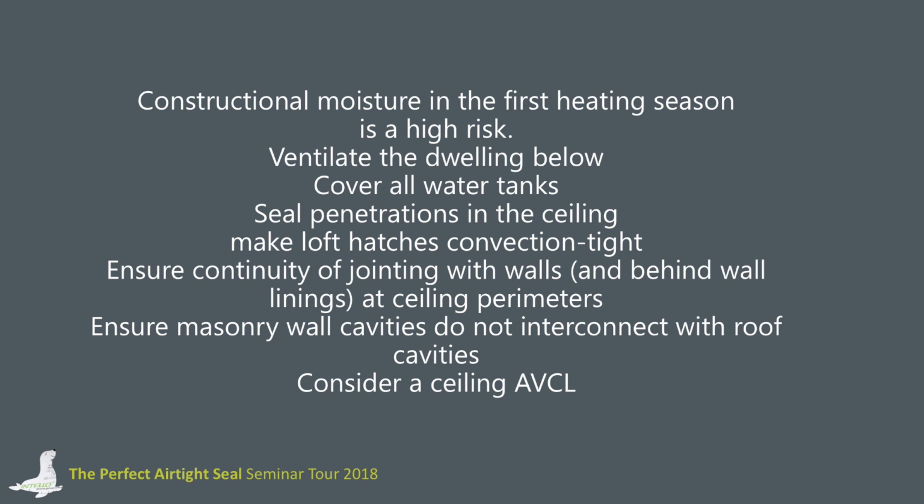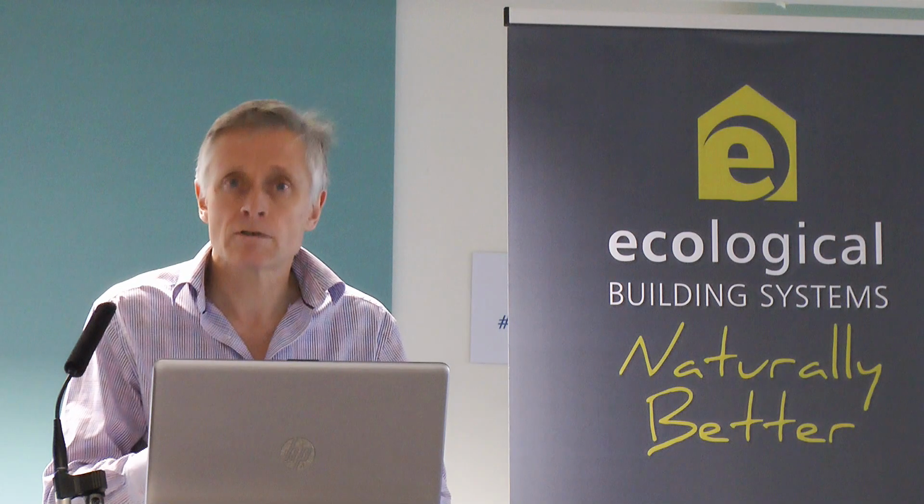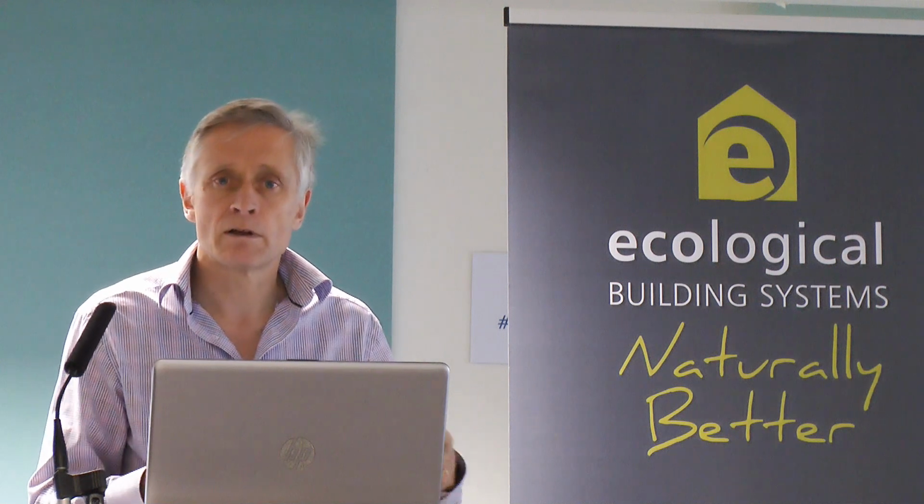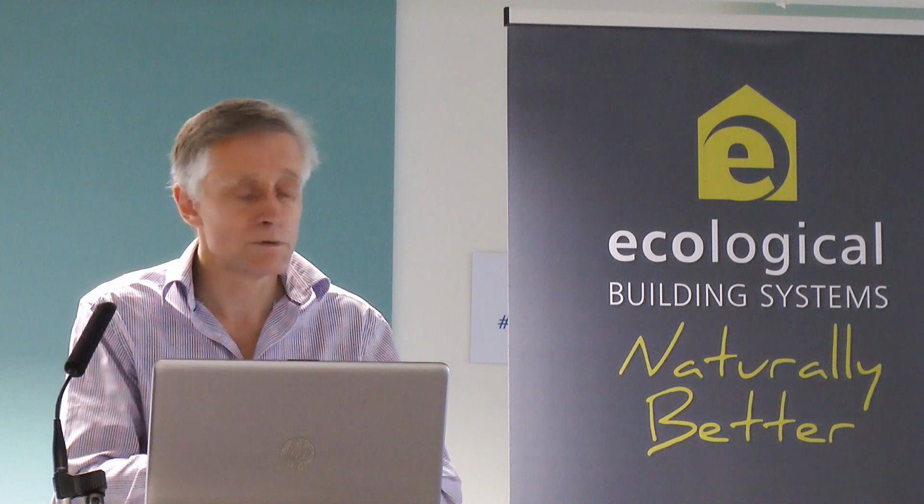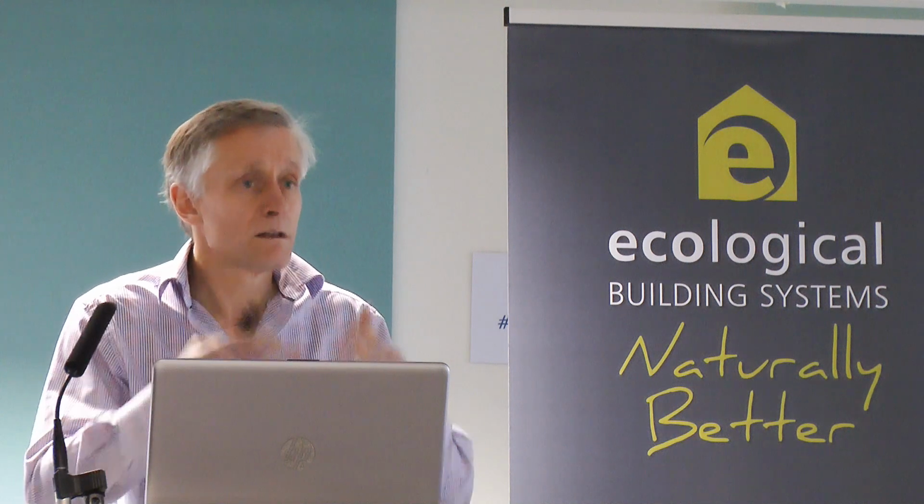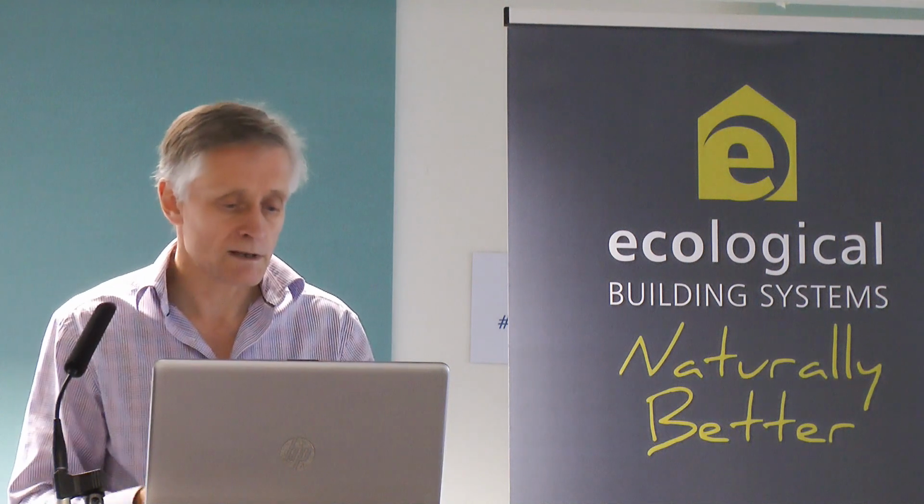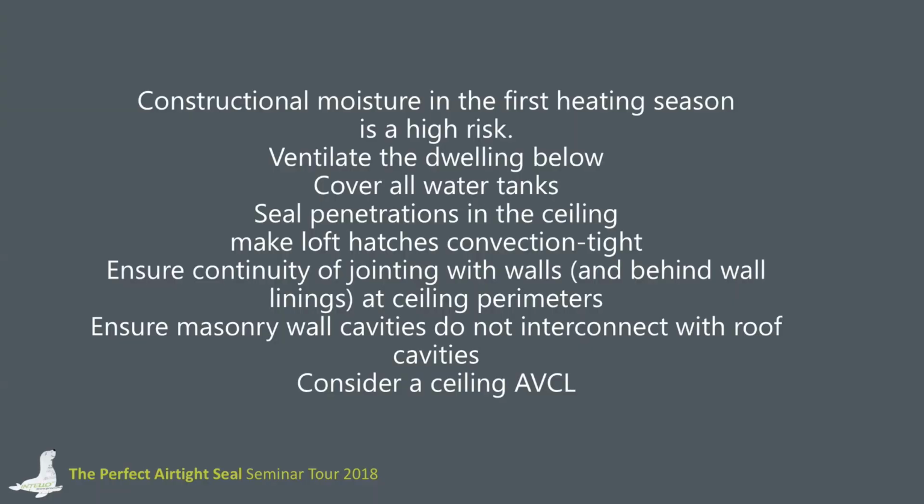Continuity of jointing with walls, for example in a cavity wall construction, is needed so you're not allowing moisture in that construction to find its way into the loft space, so they have to be closed off. If you don't, you've got a constant supply of moisture from rain permeating through the brick skin into the cavity, and it can escape into the cold space and cause problems. And you could consider vapour control layers at ceilings as well.